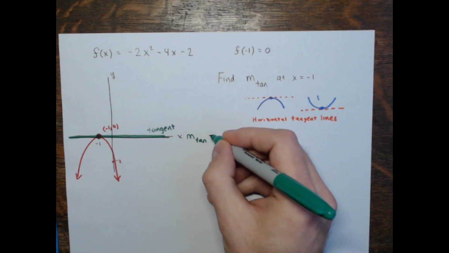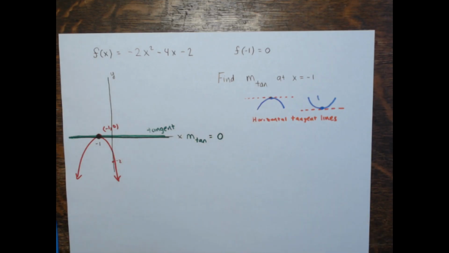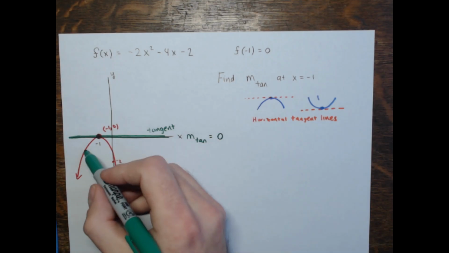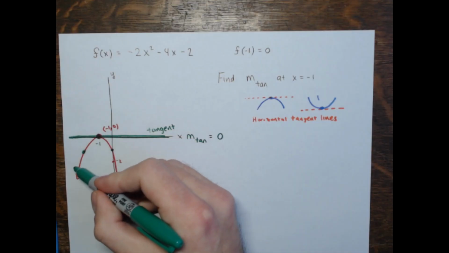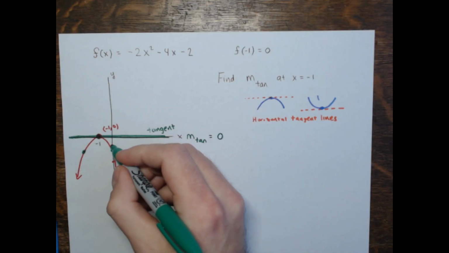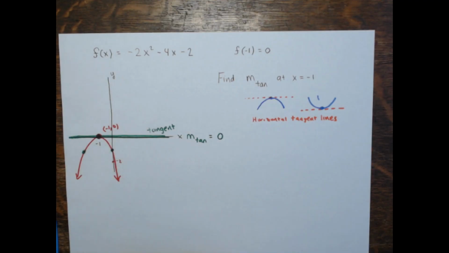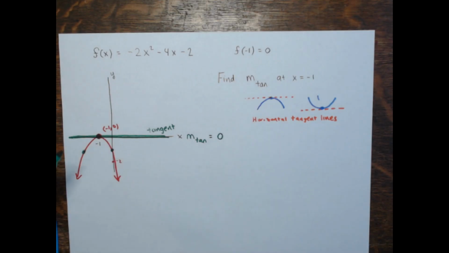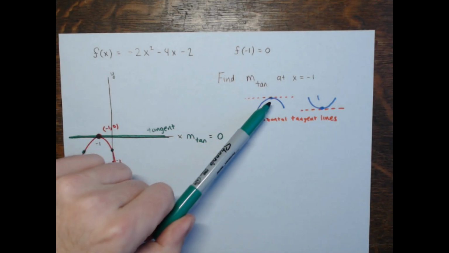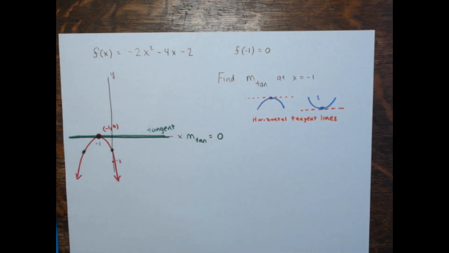But the slope of the tangent line here is 0. Now, of course, if you were somewhere else, if I was at this point or this point, over here, tangent lines would have a positive slope. Over here, tangent lines would have a negative slope. So it's not always 0, but at this particular point at the top of the hill, I know it's going to be 0.